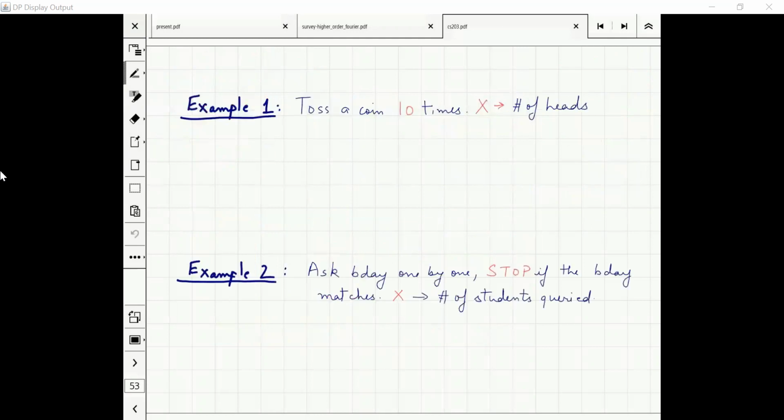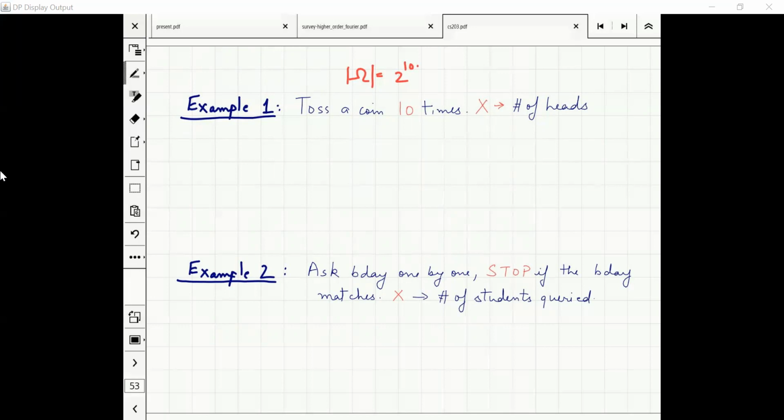Now we will take lots of examples and compute their probability mass function. That will make things clear. If we toss a coin 10 times, what is the size of the sample space? 2 to the power 10, right? And let's say every element is equally likely to start with. Then we want to count the number of heads and compute the probability mass function of this.